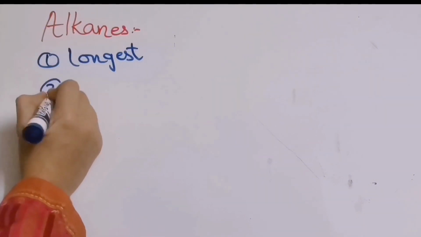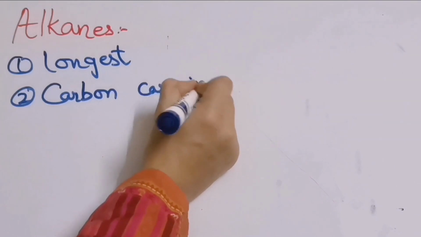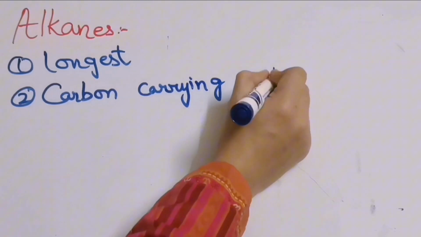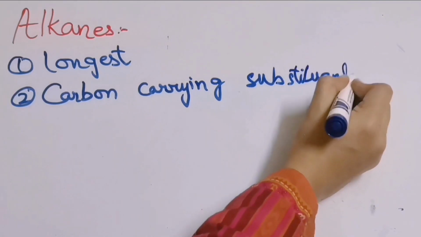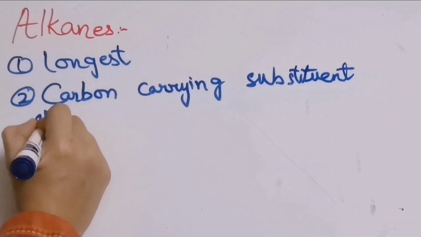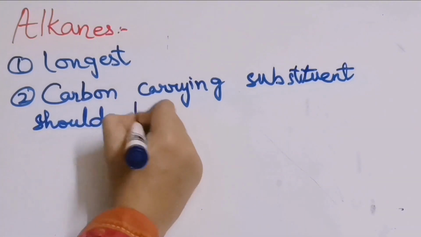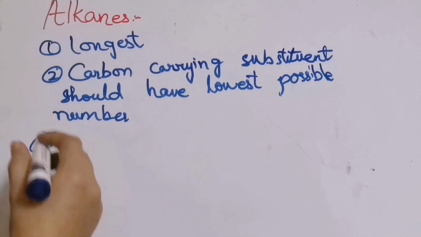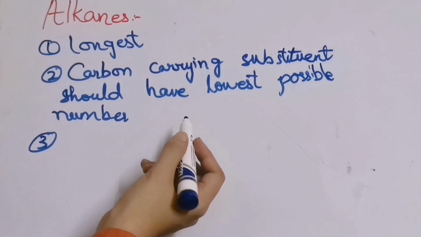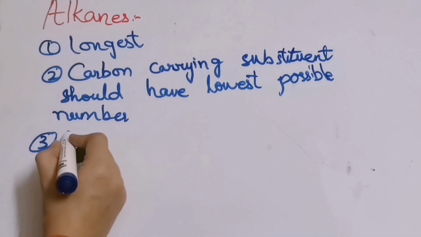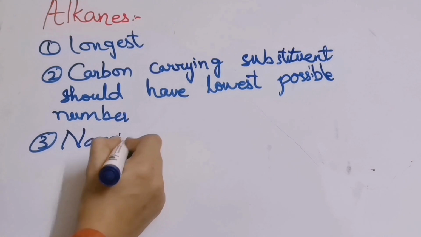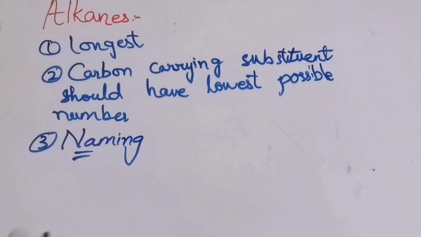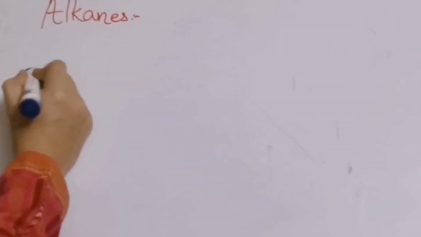Now the first rule was the longest chain. The second rule was that the carbon carrying the substituent should have the lowest possible number. And then the third one is giving the name that we wrote over there, 2-methylpentane. So the third rule is naming of the compound. Okay, now let us go towards the fourth rule. Let us see an example first.